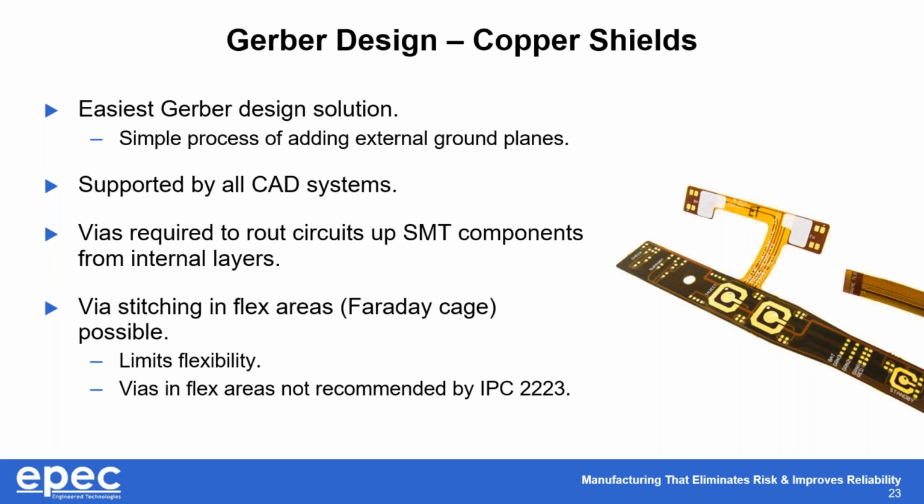Additional vias are going to be required to route circuits up to the SMT components, which are now going to be present on the external shield layers, for them to be accessible from the internal layers. And via stitching in the flex areas, basically to create that Faraday cage scenario, is possible. But we do need to keep in mind that adding those vias is going to limit the flexibility of the design. And as I mentioned previously, IPC 2223C does not recommend it and suggests that you avoid it if at all possible.